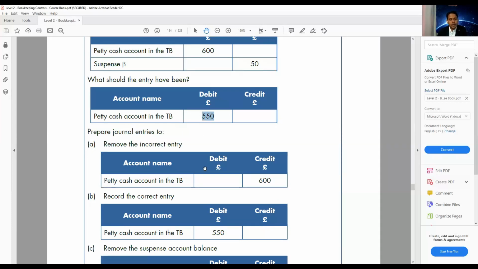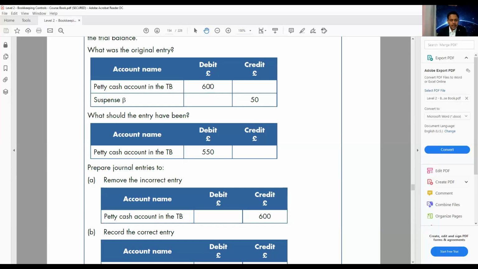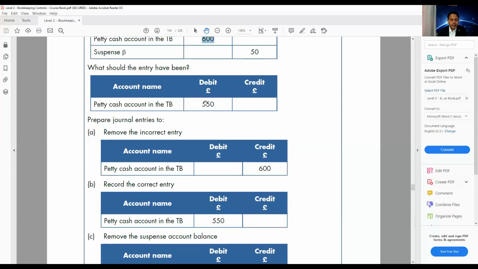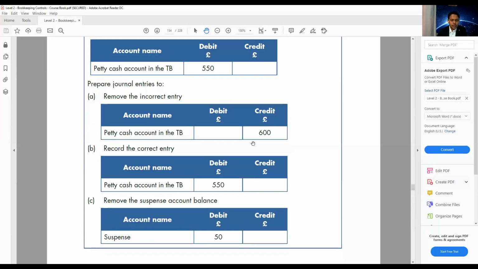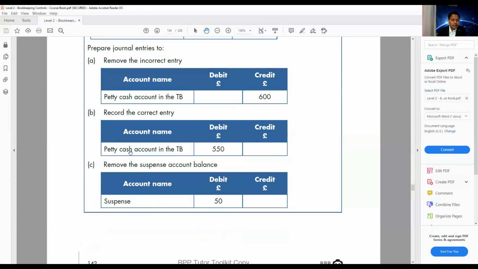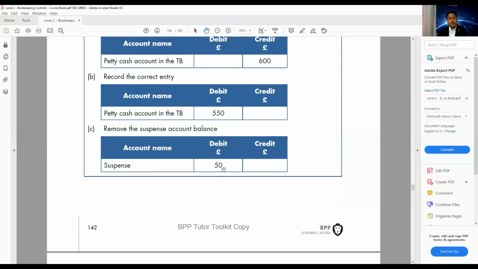What I'm going to do now is remove the 600, the incorrect one. So I'm going to make it credit, that will be gone. And after that, I'm going to make debit 550, that's it. So petty cash account credit 600, so the old petty cash will be gone. Then the correct one, petty cash account 550 debit, and finally the suspense account needs to be removed. It was credit before, now I make it debit, that will be gone.